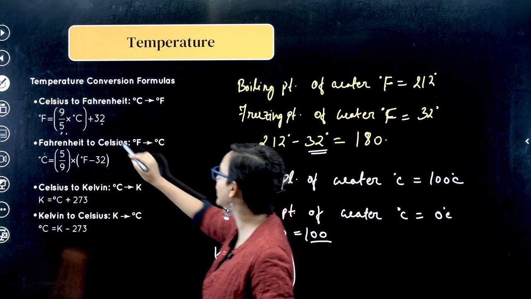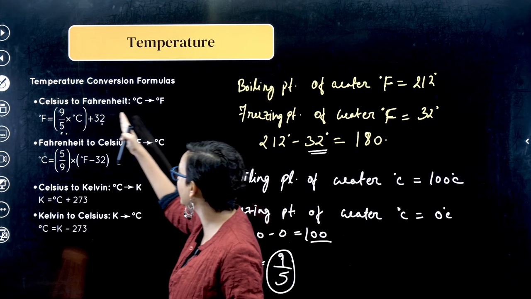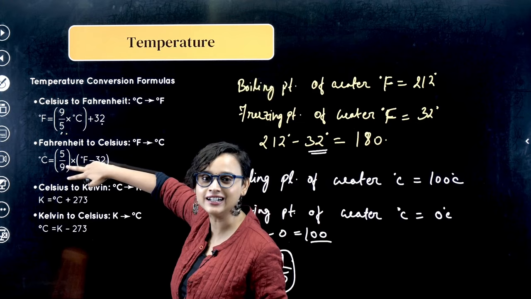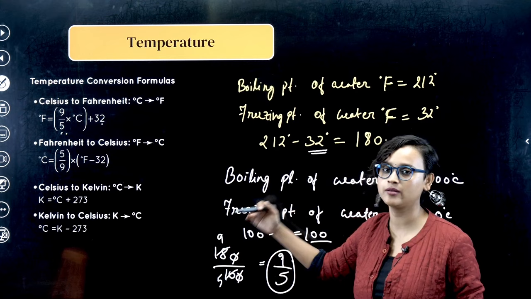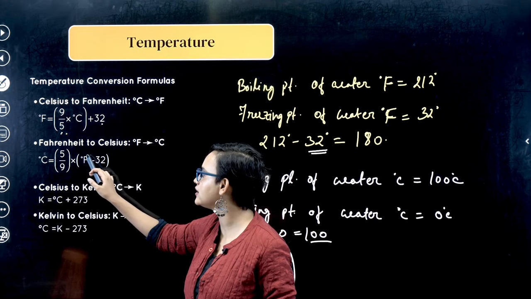All right, and then when you are converting Fahrenheit to Celsius, you just interchange the fraction here, because now what you will be doing is 100 divided by 180. So when you do 100 divided by 180, it becomes 5/9 and then degree Fahrenheit minus 32. That's it. Easy peasy.